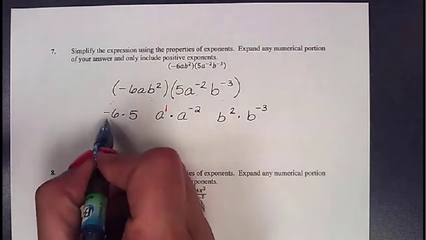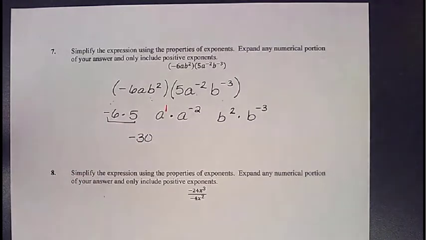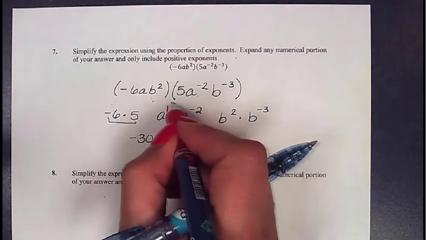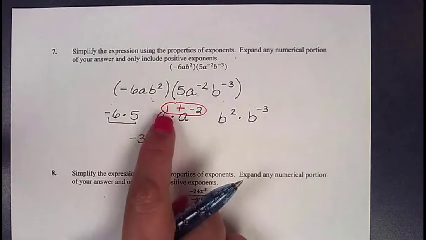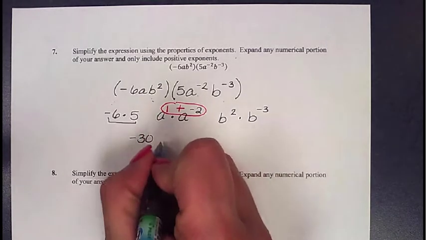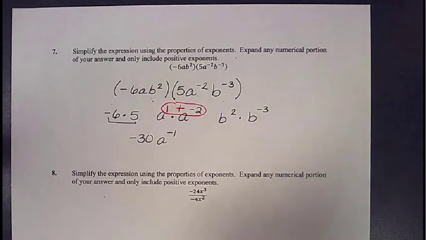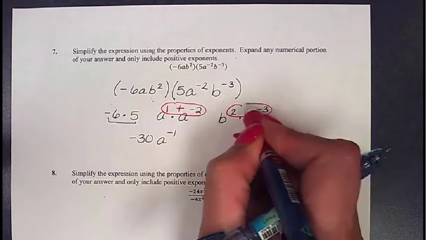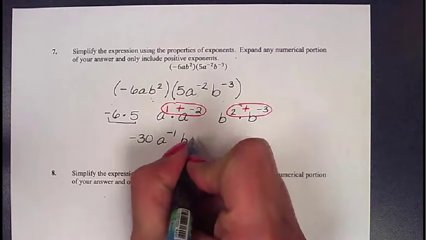First, starting off with our multiplication here, that's going to give us negative 30. When we take these guys right here, we're going to add the exponents together. Again, being really careful of your signs. When we do 1 plus a negative 2, you're basically saying 1 minus 2, which is going to give us a to the negative 1. Same thing here with our b's. We're going to add our exponents since we're multiplying them. So b squared and b to the negative 3 would also be b to the negative 1.